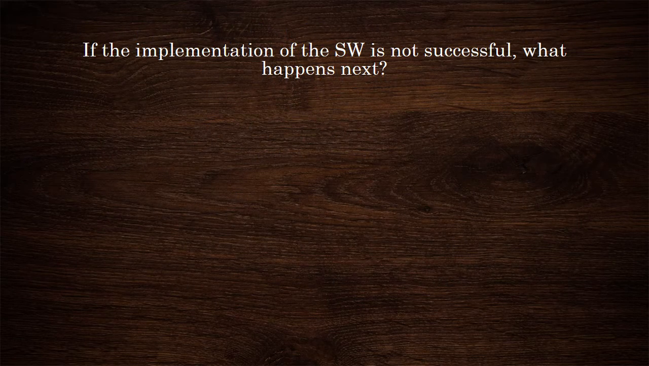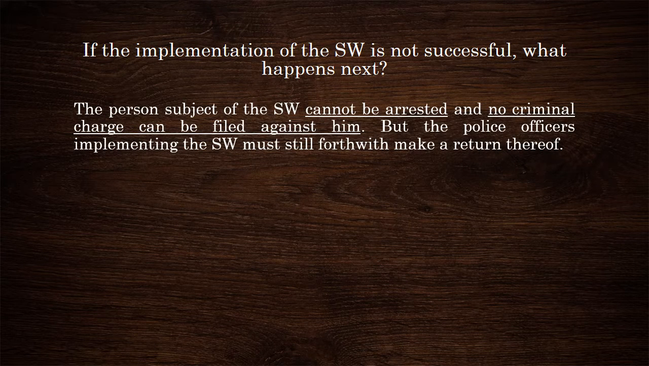If the implementation of the search warrant is not successful, meaning the police officer implementing the search warrant was not able to recover or seize the personal property described in the search warrant, what happens next? The person subject of the search warrant cannot be arrested and no criminal charge can be filed against him because why? The police officer was not able to recover property subject of the offense, for example. So how can there be a case filed against the person subject of the warrant when no personal property described in the said warrant was recovered or seized at the time of the implementation?